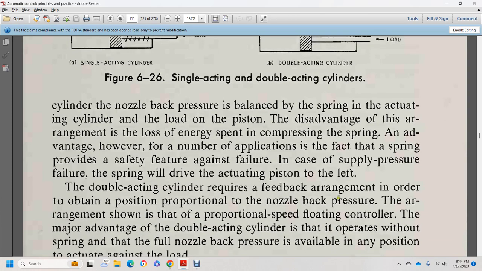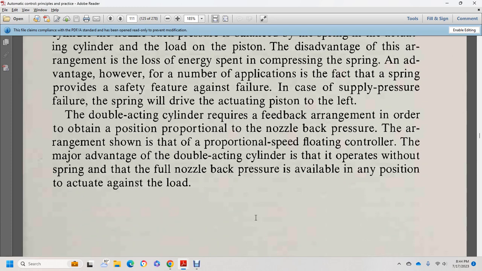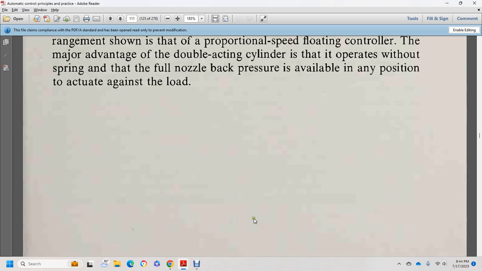A double acting cylinder requires a feedback arrangement in order to obtain a position proportional to the nozzle back pressure, and the arrangement shows proportional speed, flow and control. A further advantage of the double acting cylinder is that it operates without a spring, with the nozzle back pressure available in any position, actuating against load.